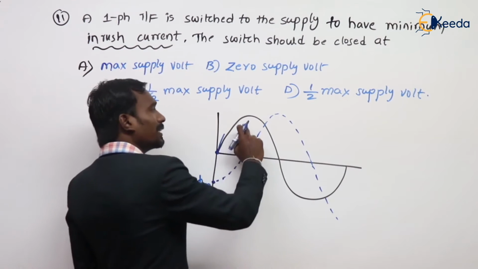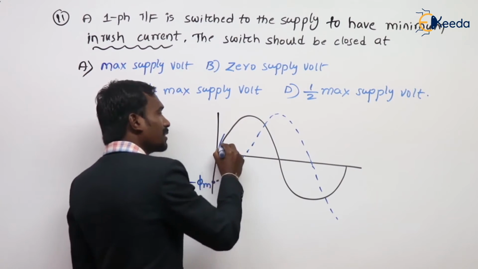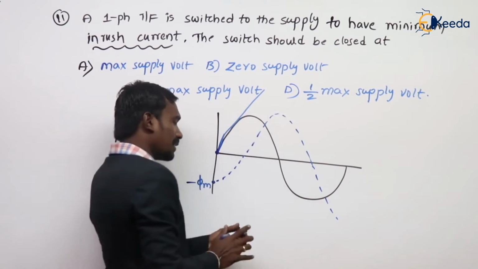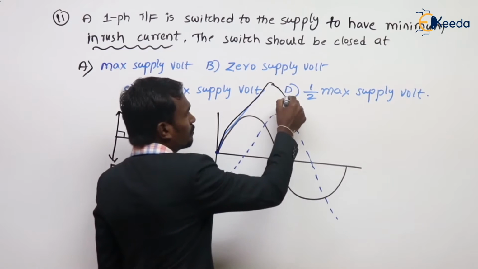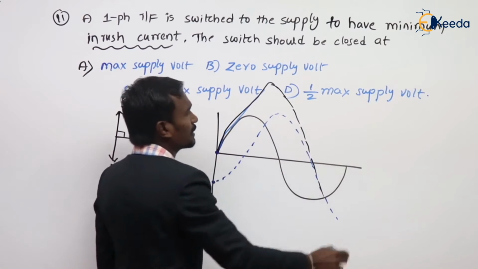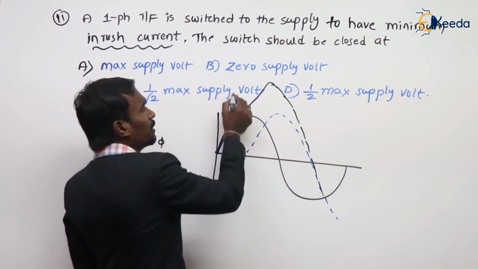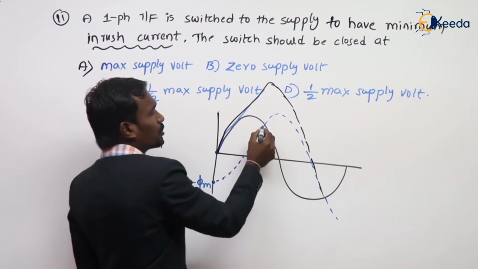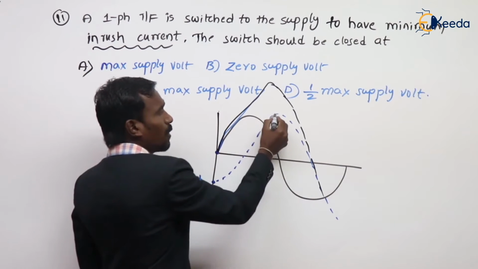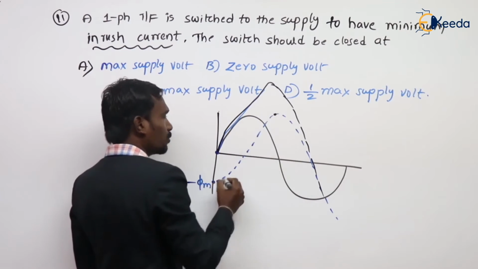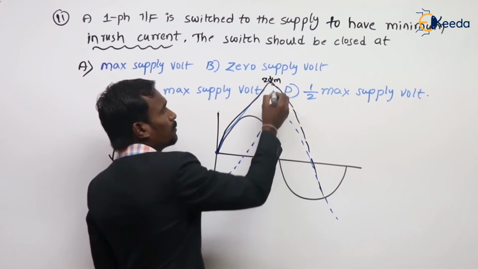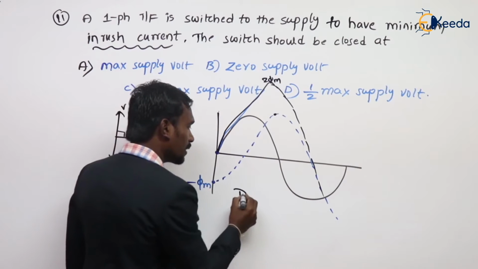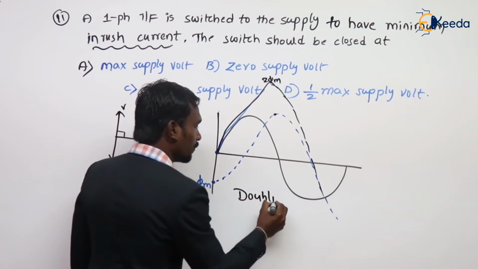When the supply voltage increases, the flux also increases to its maximum. Actually the maximum flux should be the limit, but it reaches 2 times the maximum flux. This effect is called the doubling effect.